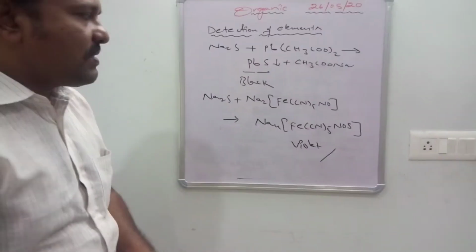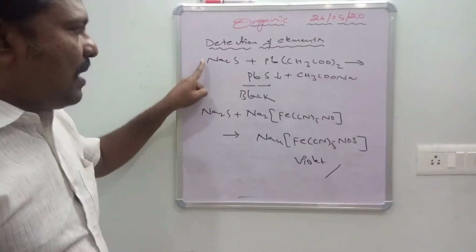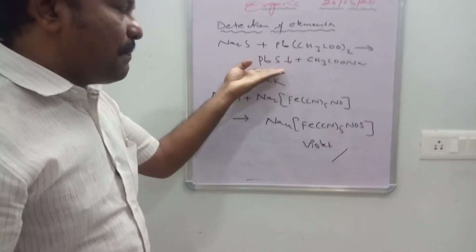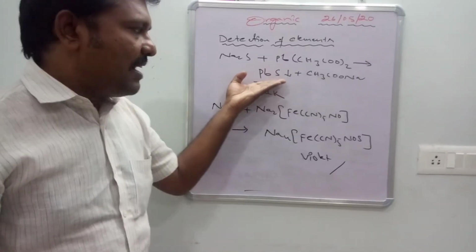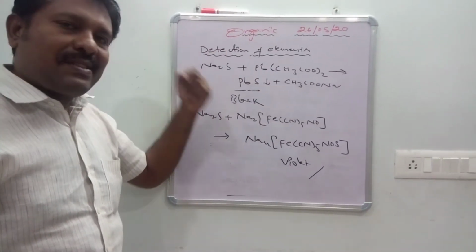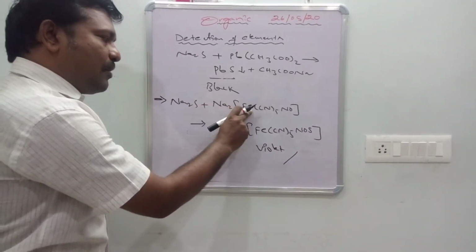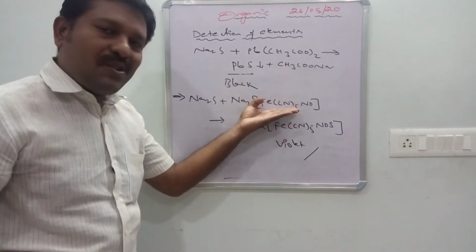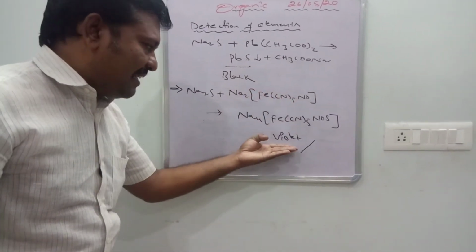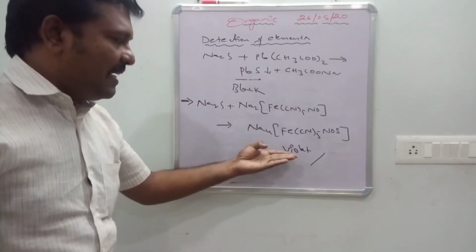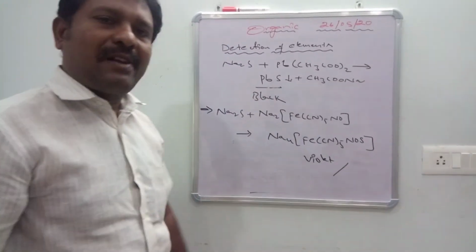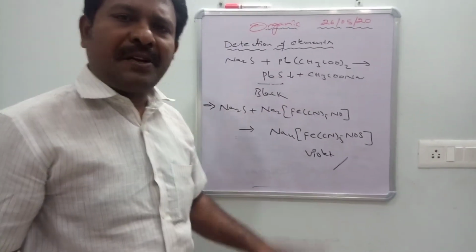So for detection of sulfur, there are two tests. One is treatment with lead acetate. It gives a black precipitate, that is lead sulfide. It indicates the presence of sulfur. One more test: it is treated with sodium nitroprusside. It gives a violet color precipitate. It also indicates the presence of sulfur. These two bits could be very important.